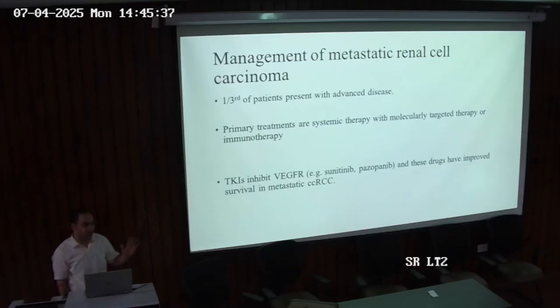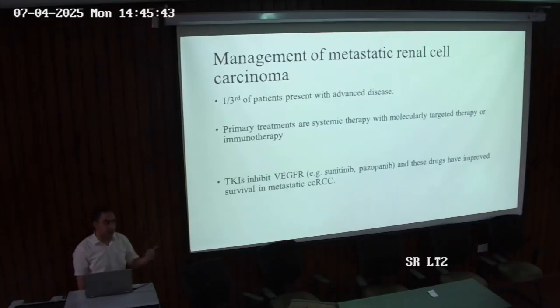So keep in mind, in RCC the other term used is targeted therapy. Targeted therapy means tyrosine kinase inhibitors, or the other option is immunotherapy, the immune checkpoint inhibitors. So keep in mind, the term chemotherapy is not used for RCC. For any renal tumor, it is either targeted therapy or immunotherapy.